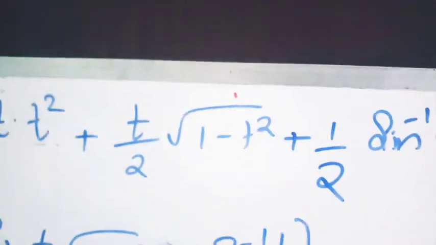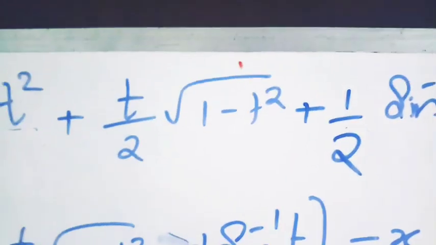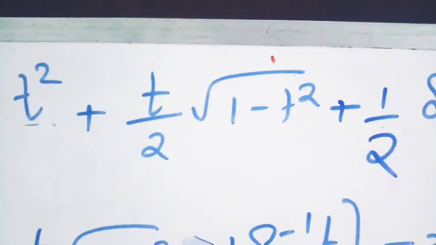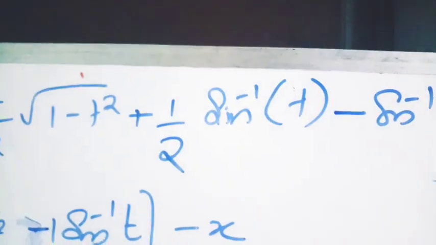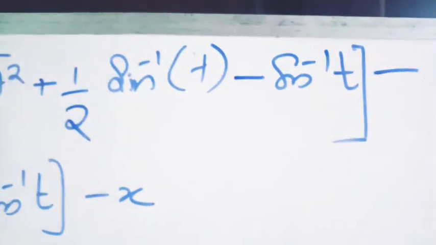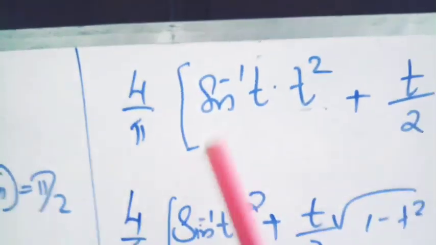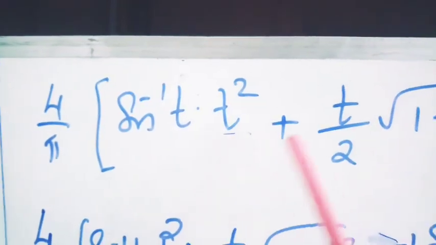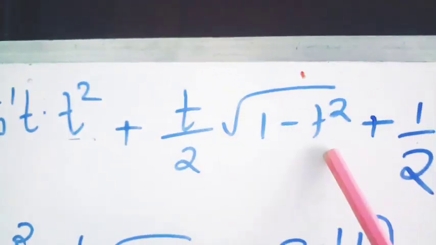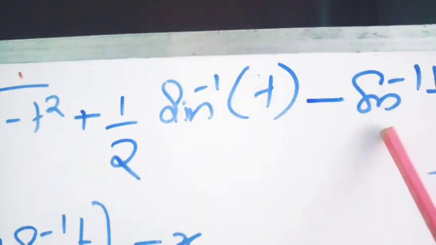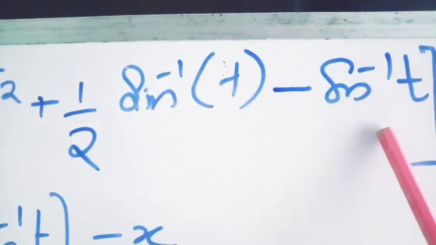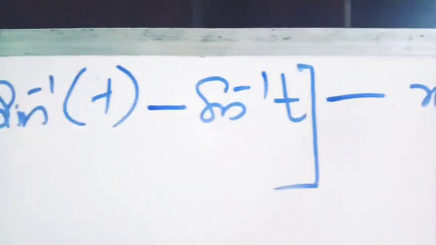And what is the integral of root of 1 minus t square? I think you remember that lengthy formula for root of a square minus x square: x by 2 into root of a square minus x square plus a square by 2 into sine inverse t. Okay. So the answer is 4 by pi into sine inverse t into t square plus t by 2 into root of 1 minus t square plus a square by 2, 1 by 2, into sine inverse t, minus വേറൊരു 1 by root 1 minus t square ഉണ്ട്. For that you write sine inverse t, and finally ഒരു x അവിടെ ആൻസറിലും ഉണ്ട്.